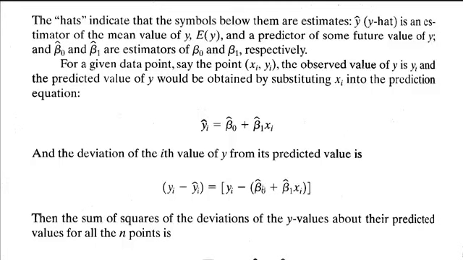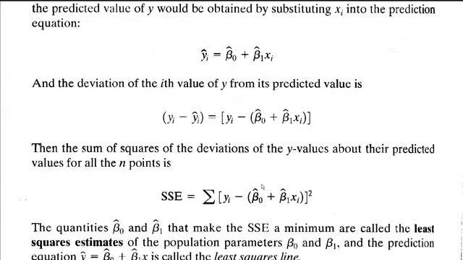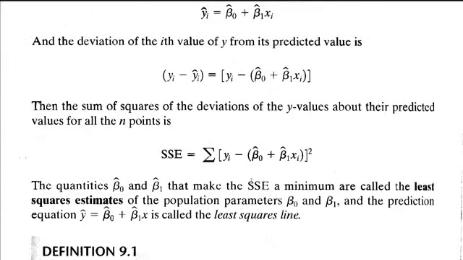Then the sum of squares of the deviations. The sum of the squares of the deviations of the y values about their predicted values for all the points: if we want to add them all up, we square these and add them up, and we write it like that. So SSE again can be written like that. The quantities beta sub 0 hat and beta sub 1 hat that make the SSE a minimum are called the least squares estimates of the population parameters beta 0 and beta 1. And the prediction equation is called the least squares line.